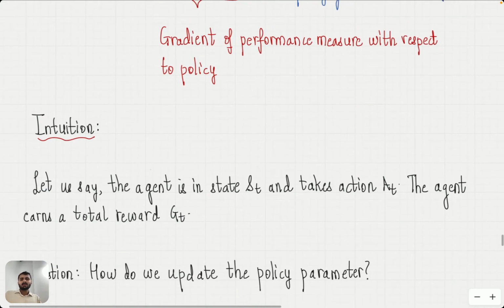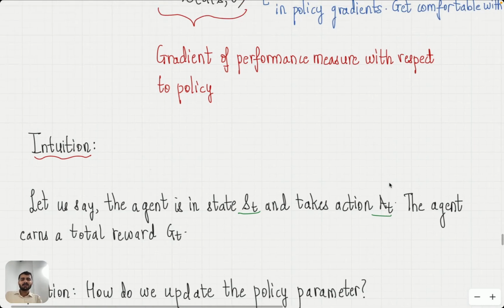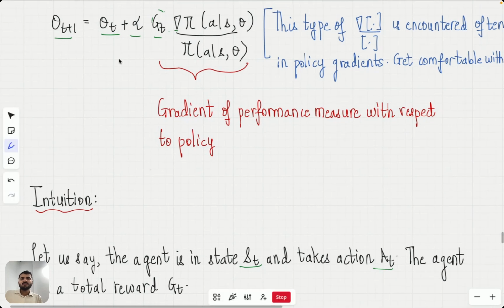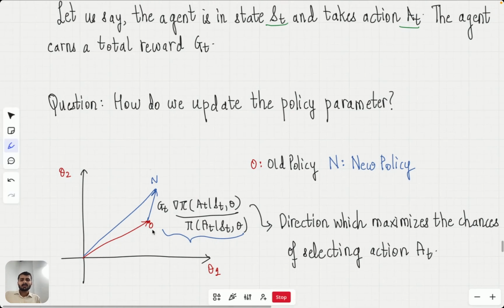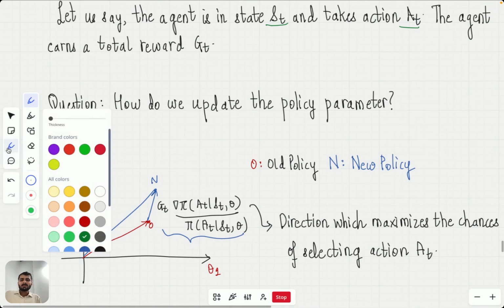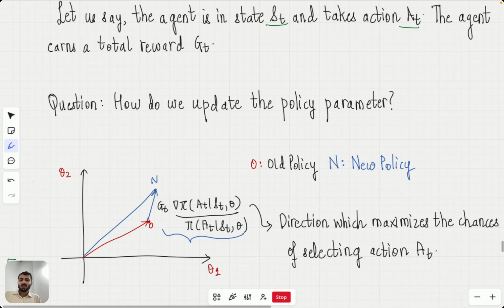So let's say the agent is in state S and takes action a_t, and the agent earns a total reward of g of t. The question is, how do I update the policy parameter now? We definitely have to use this formula, but how does that look in terms of vectors? So let's understand. We are at this point O, which is our old policy. Our old policy is given by two parameters. In fact, all our policies are given by two parameters, theta 1 and theta 2. So we are over here right now.